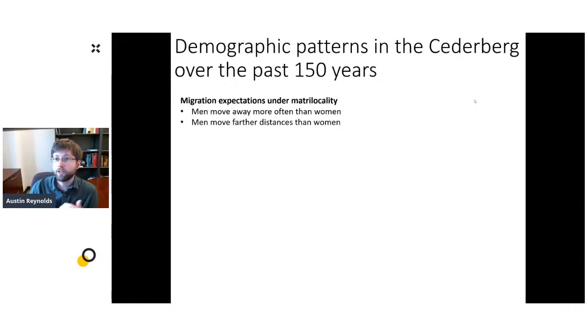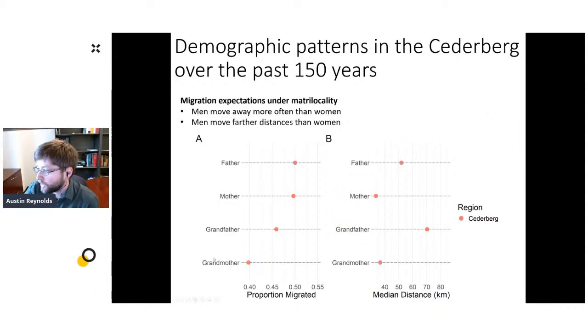So we used this longitudinal data set of people's birthplaces to look at that in the Cedarburg. Here we have the proportion of people who migrated on the left, and then their median distance of migration on the right. And we can see that in the Cedarburg, in the grandparental generation, men are indeed moving more often than women, and they're also moving further distances. But in the parental generation, these are the parents of our participants, men and women are moving at roughly equal rates. This could be a function of modernization, where people are no longer adhering to these traditional post-marital residence patterns, but men are still moving further distances than women.